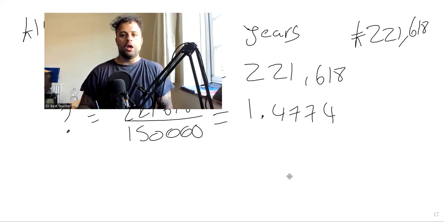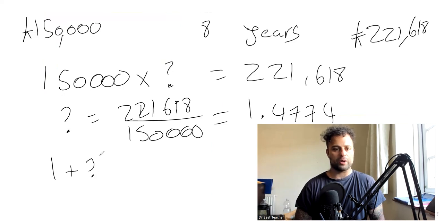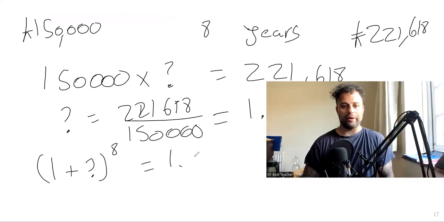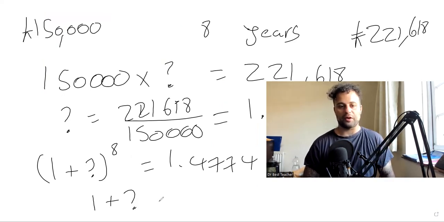Okay. So I know I'm going up. So that question mark, I'm going to change it a little bit. I'm going to write 1 plus a certain percentage as a decimal. I'm just going to leave it like a question mark to the power of 8 years, because it went up by 8 years, should give me 1.4774.